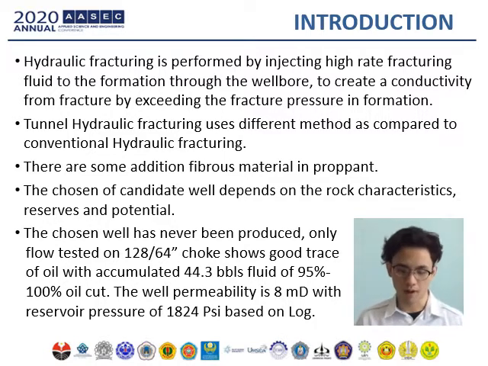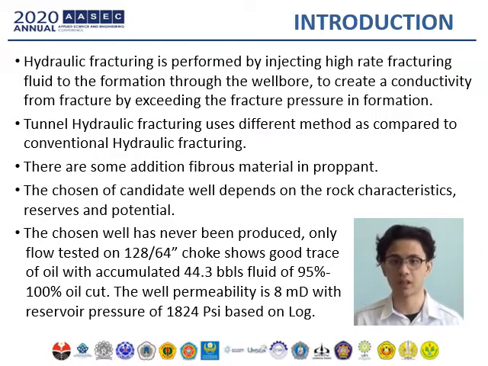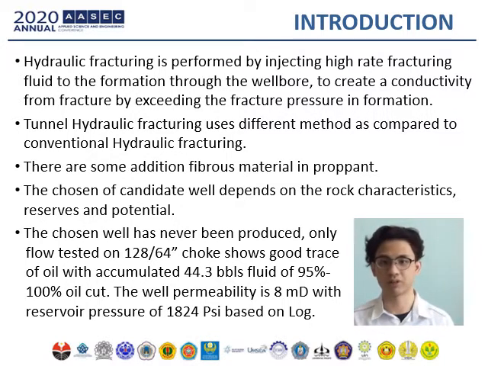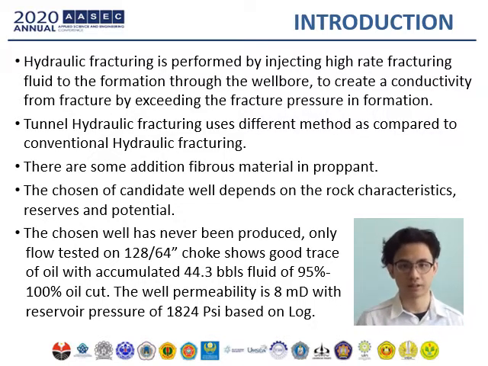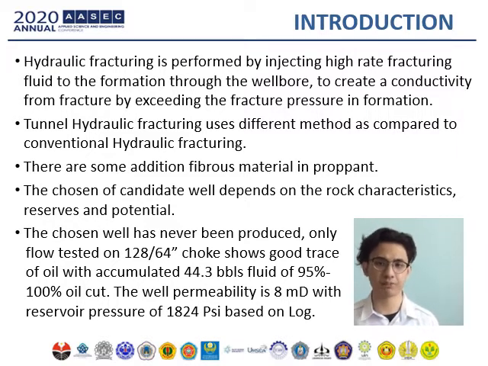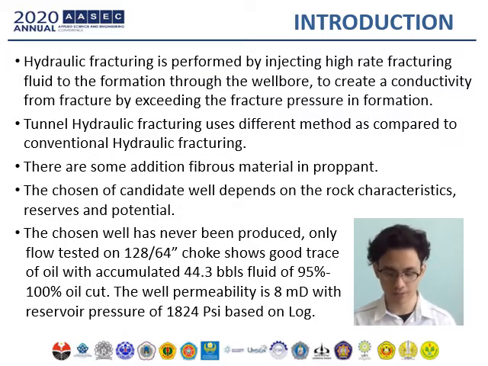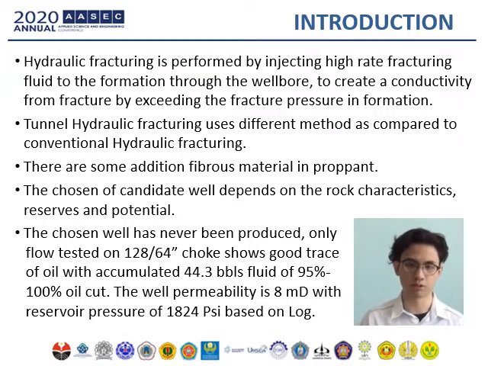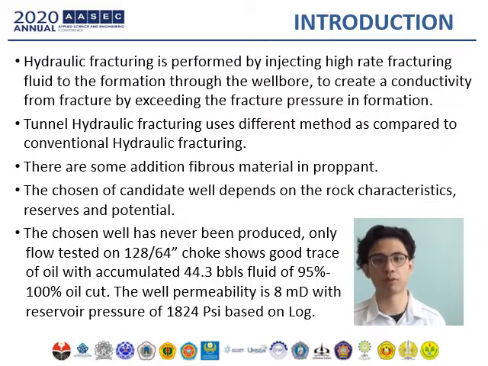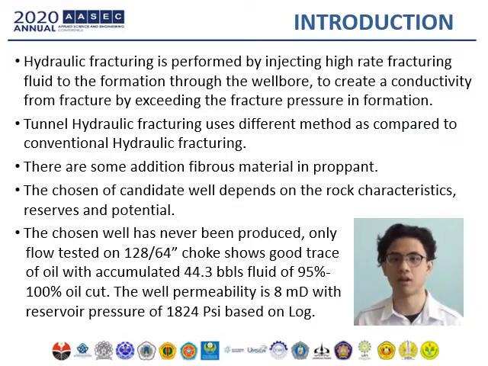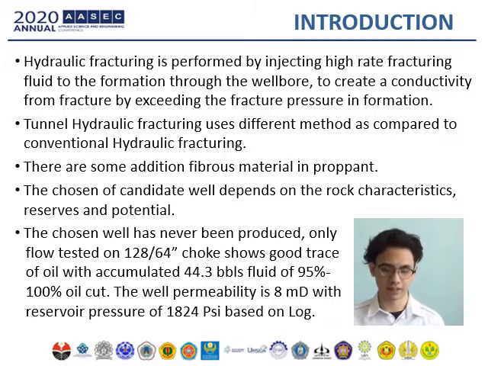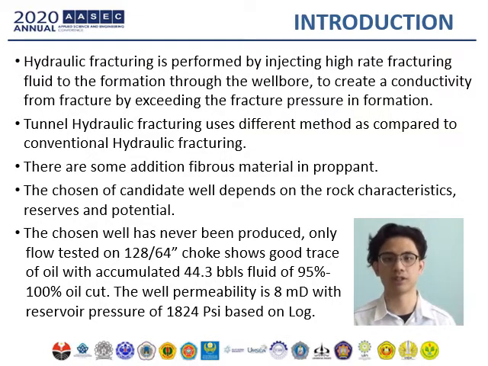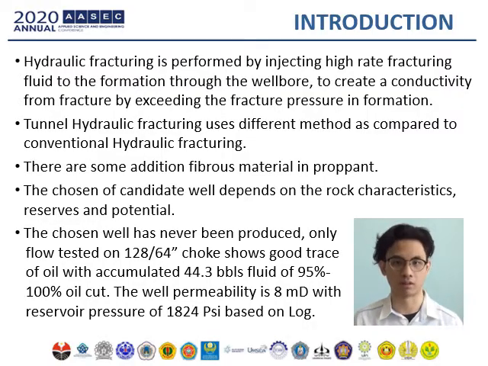The choice of candidate well depends on the rock characteristics, reserves, and the potential, with rock characteristics such as Young's modulus and Poisson ratio, and reservoir reserves needing to be high enough to get produced from the well. And the chosen well has never been put on production until it's fractured. Only a flow test on open choke showed a good trace of oil, accumulating 44.3 barrels of 95% until 100% oil. The well permeability is around 8 md with a reservoir pressure of 1824 psi, based on Log and Horner.